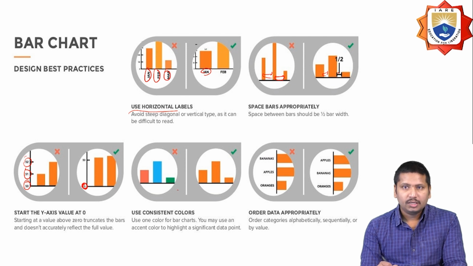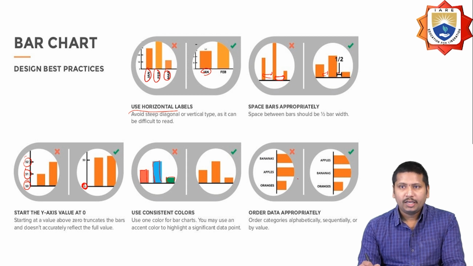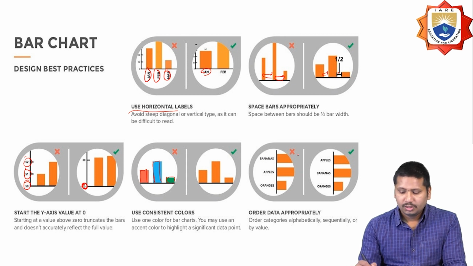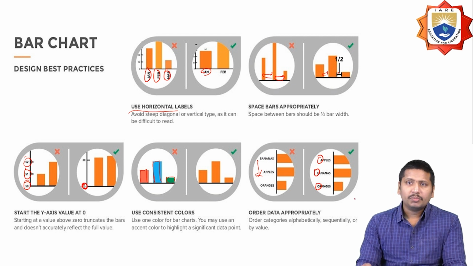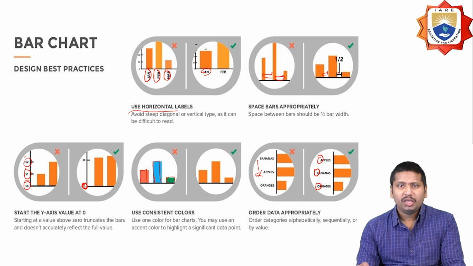And use consistent colors. For this, don't use different colors like this. Consistent colors should be there, and order the data appropriately. So don't use apple, oranges, bananas like this. They should be arranged alphabetically, A, B, O like this. So this should be an exact order. So these are some of the design best practices we have to follow for implementing this bar chart.